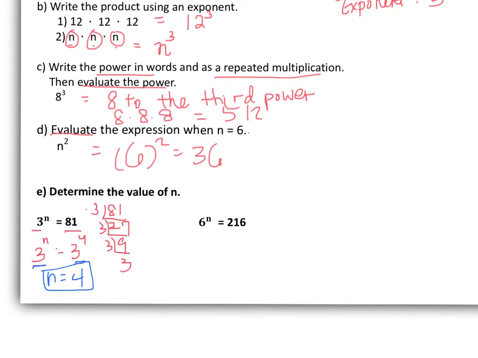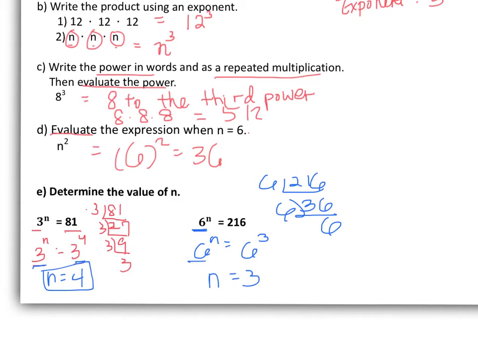The same goes with 6 to the n equals 216. I would like to use the base of 6 because that's my goal. So 3 6's gives me 216. It's the same base, I can just take n down and 3 down.